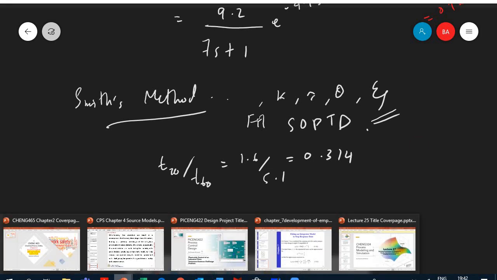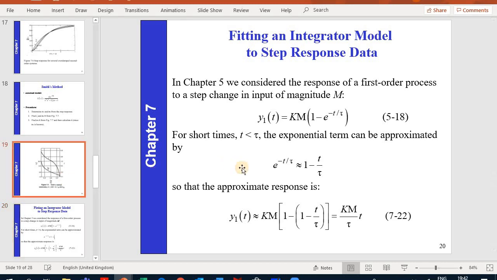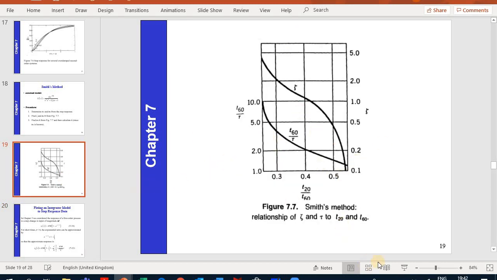So if you just recall what we had taken before, this is my figure here, and what do I have? I have 0.314. Looking at this, T20 over T60 of 0.314, I can find the value of T60 over tau. And where's my T60 over tau? It is here. So the value is something like 3.1. Let me say 3.1, okay?